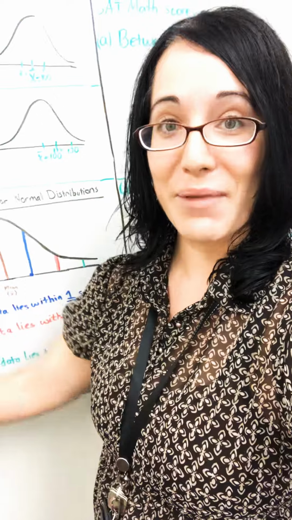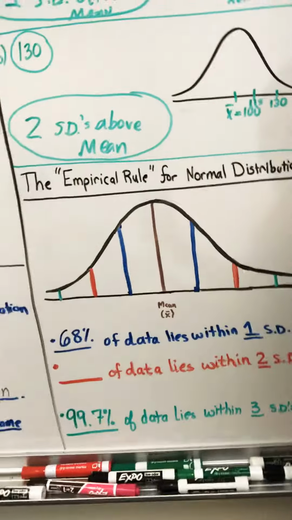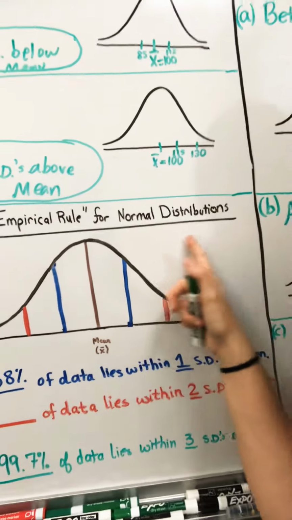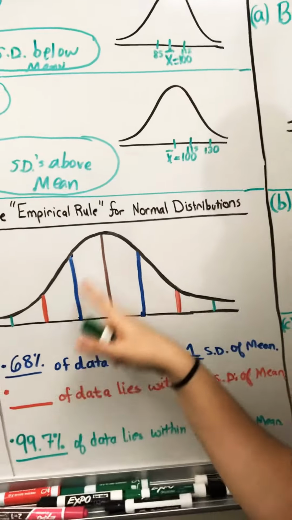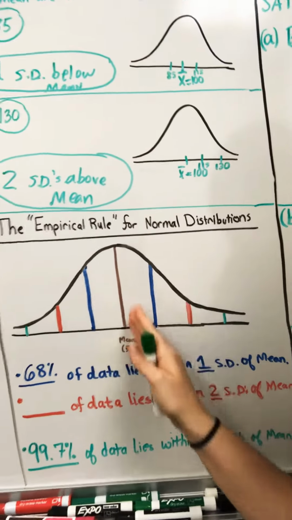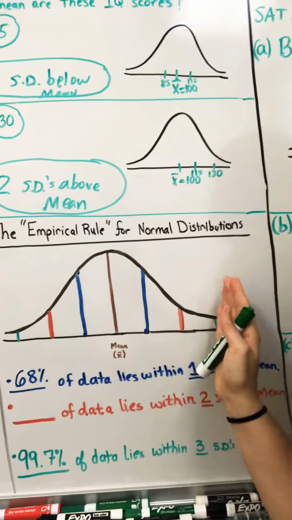So let's take a look at bell-shaped curves and something called the empirical rule. The empirical rule only applies for bell-shaped curves, normal distributions. The first thing we notice is that the mean would be in the middle, right? That's our x bar. And it cuts the graph in half. So 50% of the population should be below and 50% should be above.